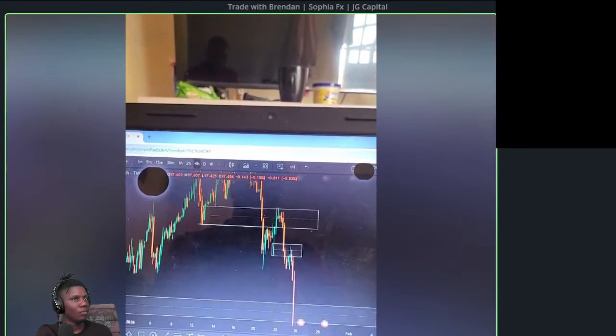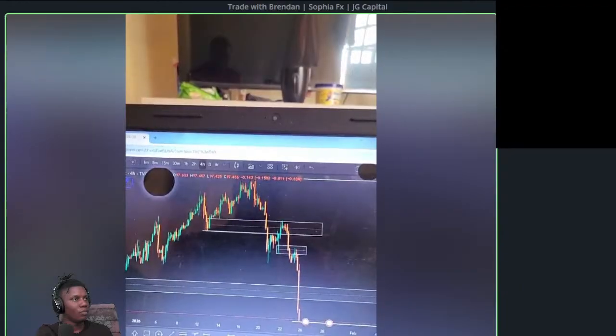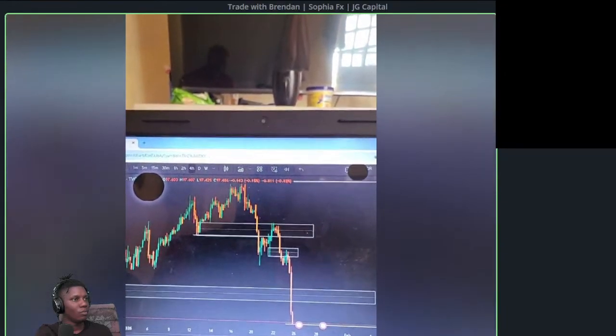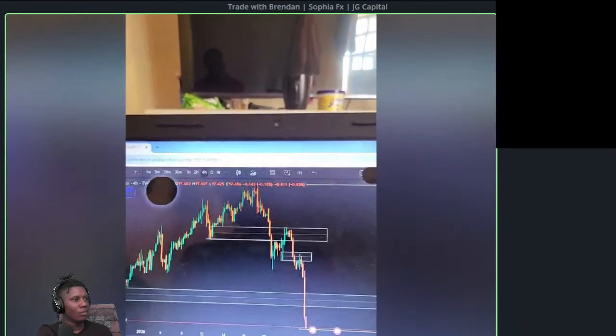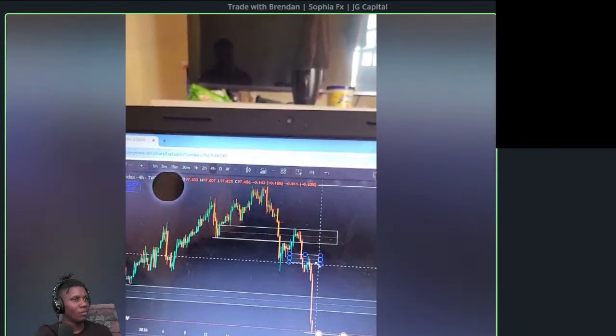My summary for the week: I took two losses with a very good analysis. The market was going my direction, but I had two losses because I think of the tight stop loss.